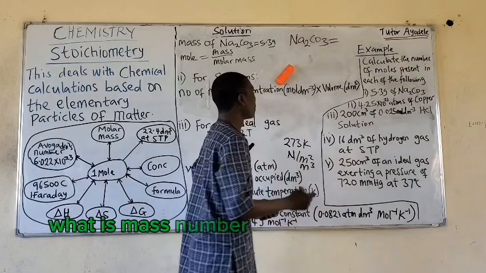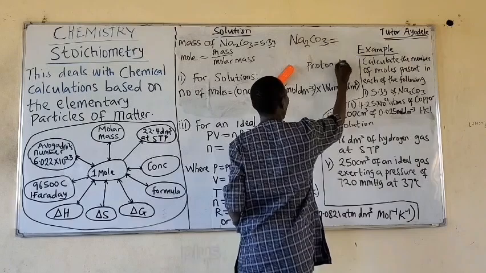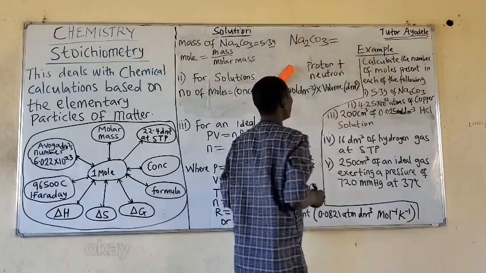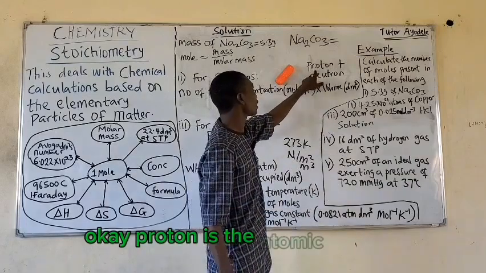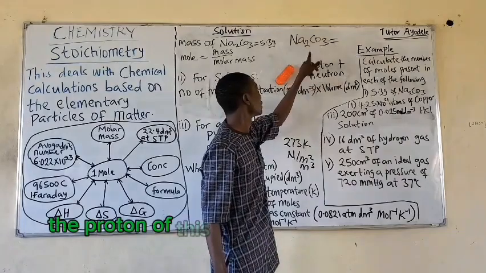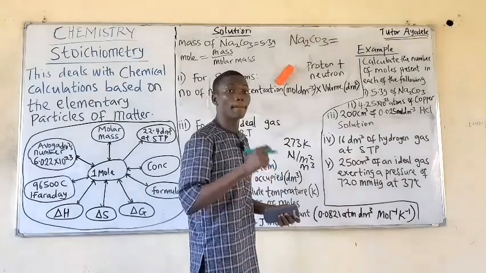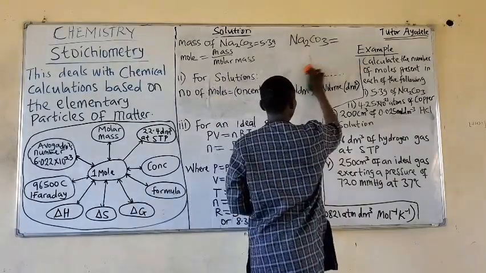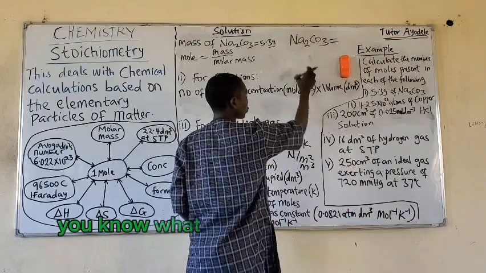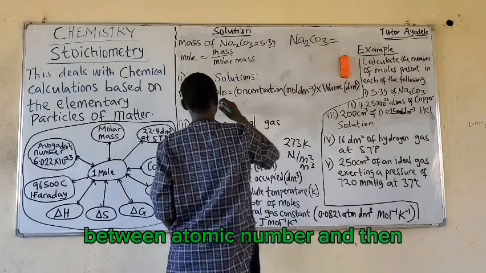What is mass number? Mass number is the sum of proton plus neutron. Proton is the atomic number. It's also the same thing as the atomic number. Yes, the proton of sodium is the atomic number of sodium. So proton is the same thing as atomic number. What you're actually looking for is mass number, but let me differentiate the difference between atomic number and the mass number.